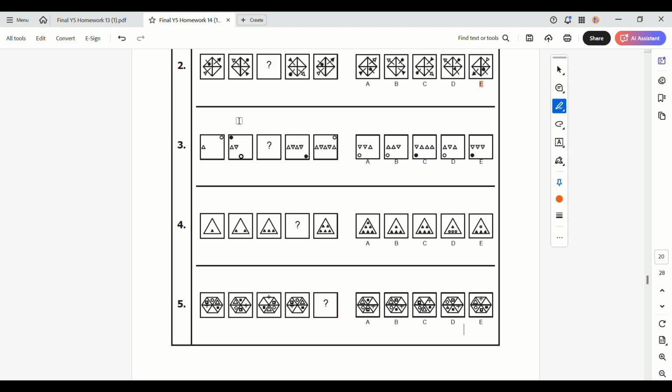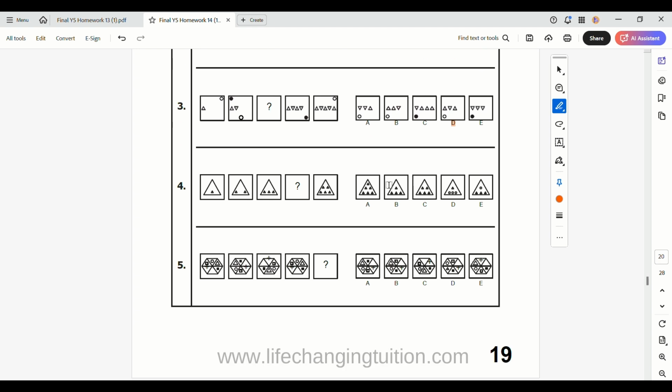Question 3. If we look at the thing that's changing, each time there's a new triangle added. So this one's going to have 3 triangles. The triangle always has to be pointing the other way as well. So it's going to look something like option D. And it can only be option D because all the other options don't match.